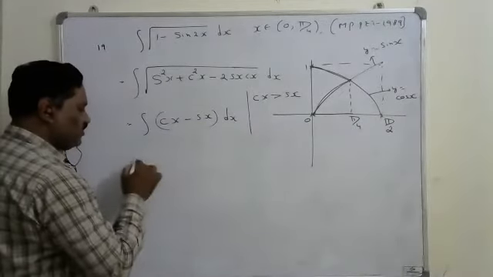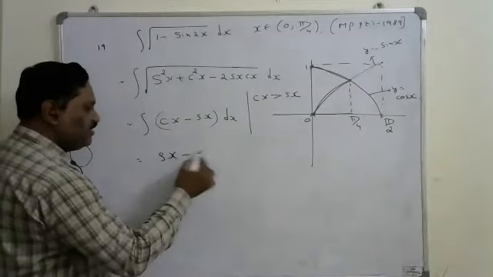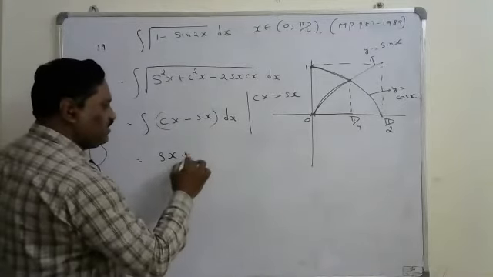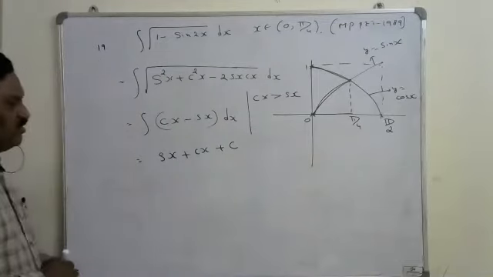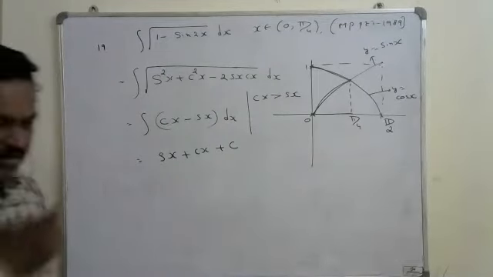Then integral of cos x is sin x, minus integral of sin x is minus cos x, which means plus cos x, plus c, which is the answer. Sin x plus cos x plus c. Take that.